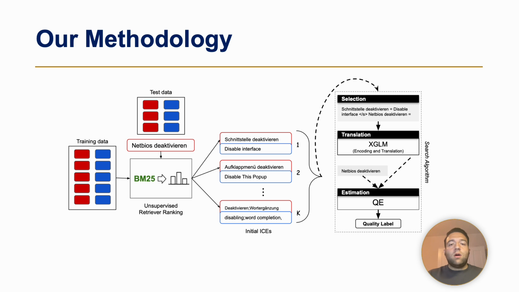This process continues until the translation quality stops improving according to a set patience threshold, or until all the K examples have been selected. In summary, our methodology iteratively refines the selection of in-context examples to ensure the highest quality translations based on both the QE model and the LLM's output.